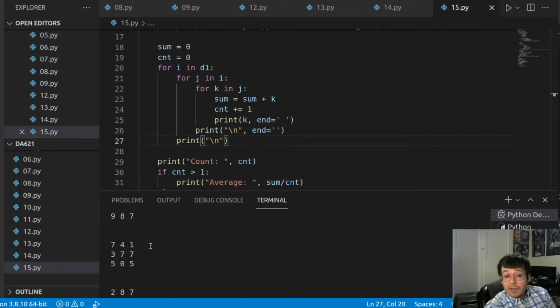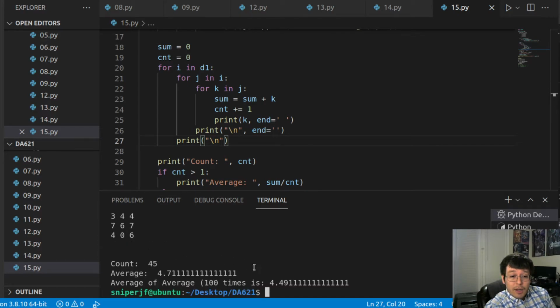So what is the average of the averages? That should be really close to 5, or sorry, 4.5. And you can see that it is. Look at how close that is. Almost 4.5, which would be perfect. In theory, if I run this a really, really large amount of times, this should get super, super close to 4.5.